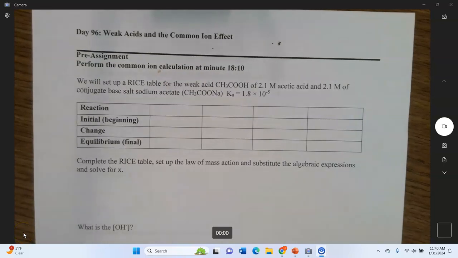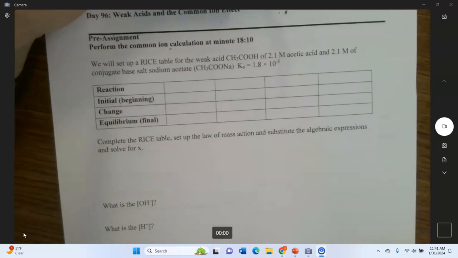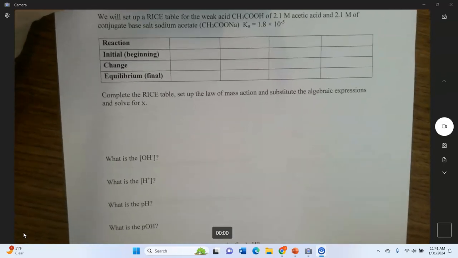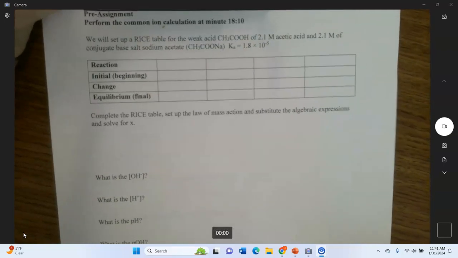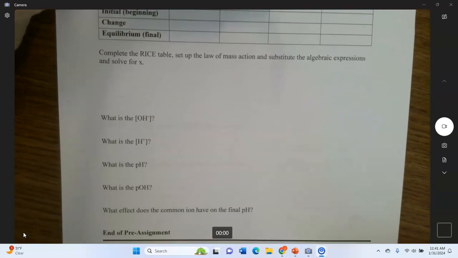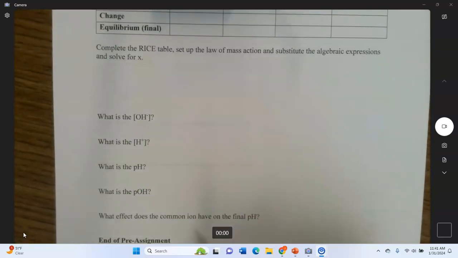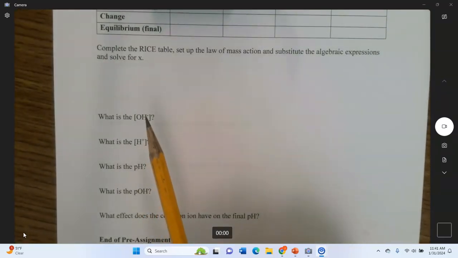All right, AP Chemistry. This is the day 96 lesson on weak acids and the common ion effect. You receive that on Tuesday, and we're going to try to get that done by Thursday. The pre-assignment is all on the lecture video, so you should watch the lecture video. I'll just state what these are quickly.